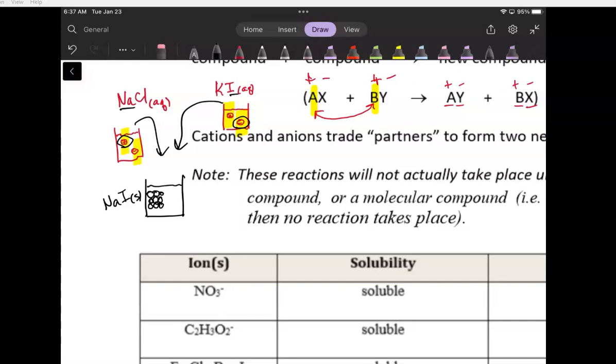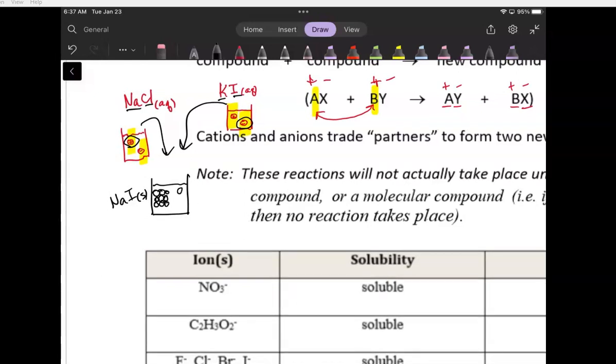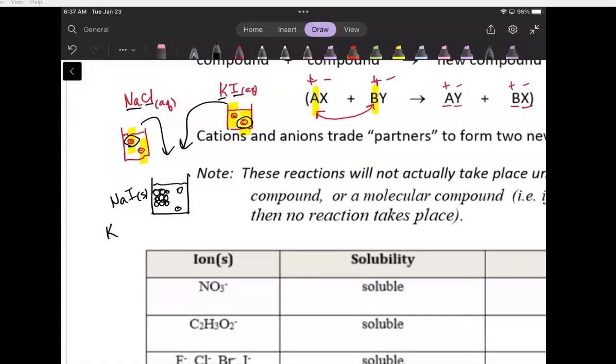Now the other two ions that you would get from this, if Na paired up with I, then you'd also have K paired up with Cl. Well, those two are probably still going to just be dissolved. So those two would probably still be floating around separate from each other, and my other product would be KCl aqueous. And again, that just means that, let's say this is the K, and then this one down here is the Cl.